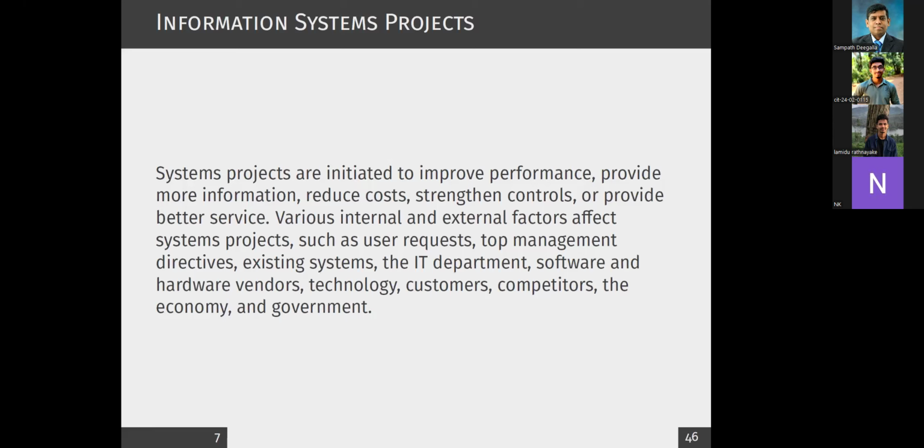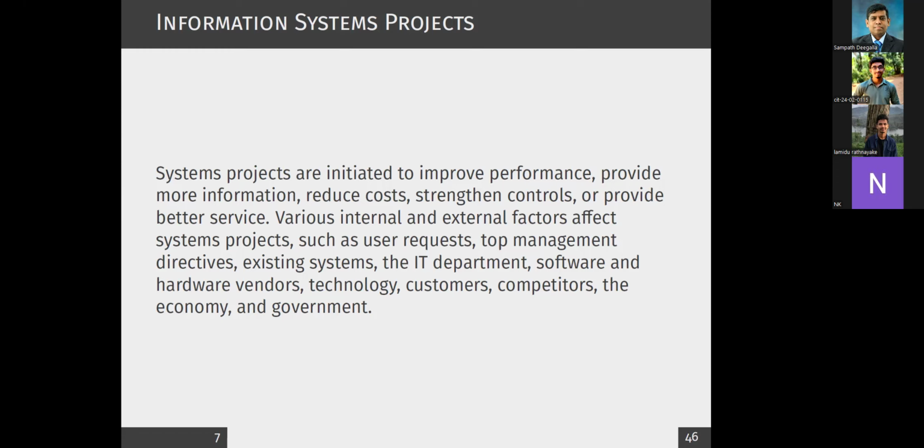For example, if you do student registration manually, let's say it will take half an hour. By implementing software, if you can do it in 10 minutes, you have improved the performance. Then in some cases, you can provide more information. You can reduce the cost. You know that when you develop an information system, most of the time it reduces the cost. Strengthen the control or provide better service. So always, if you have computer systems implemented, you will have a better service.